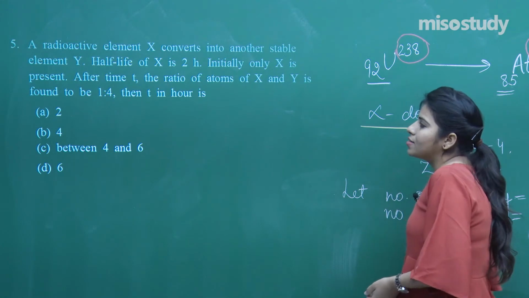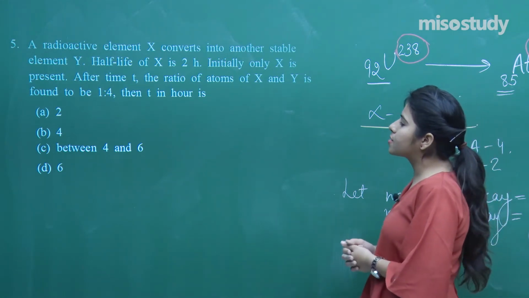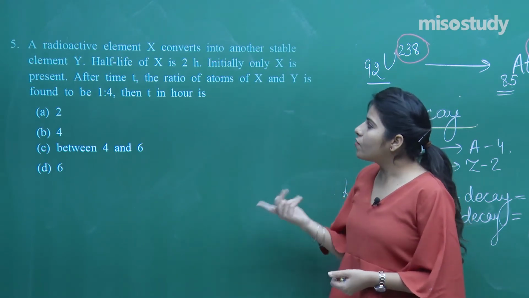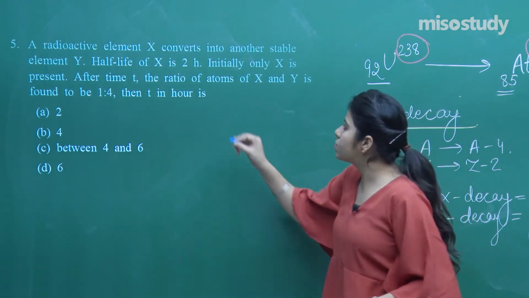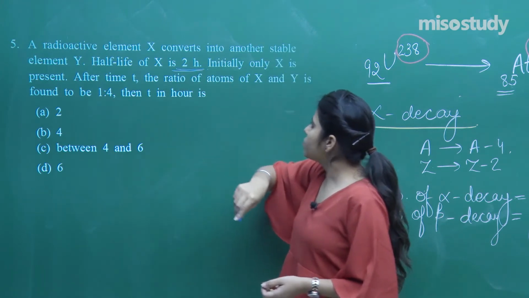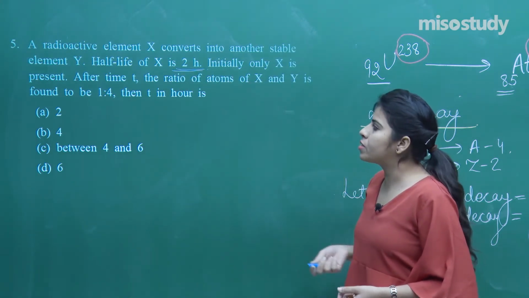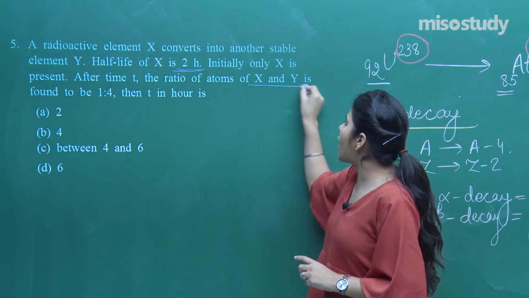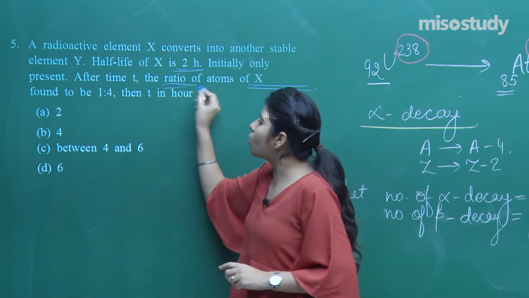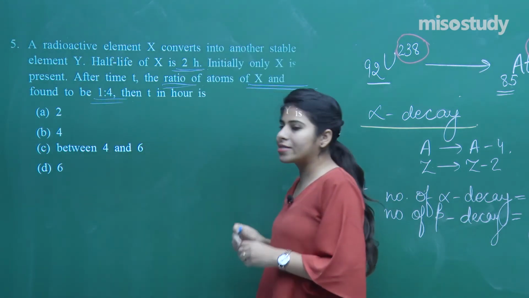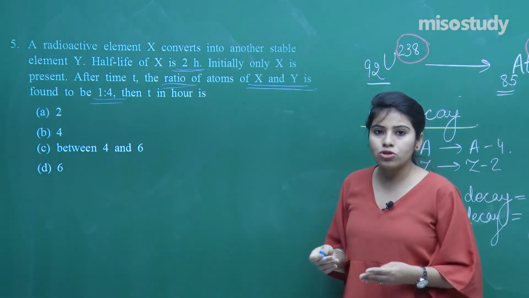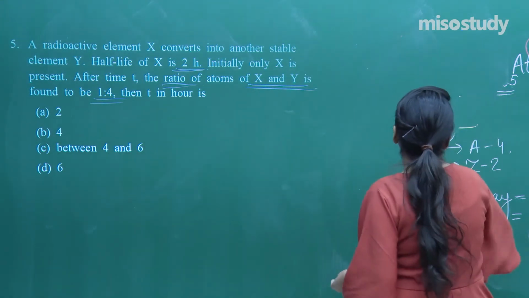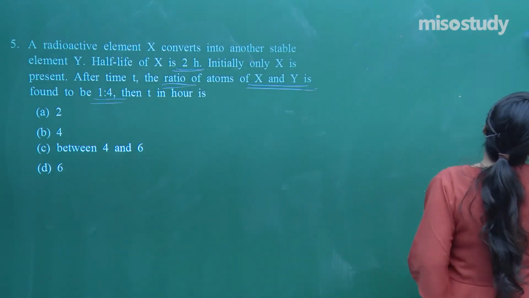A radioactive element X converts into a stable element Y. The half-life of X is 2 hours, and initially only X is present. After time t, the ratio of atoms of X and Y has come out to be 1:4. Then what is t in hours? So we have to find the time in this case. Let me rub the board first and then we will start.